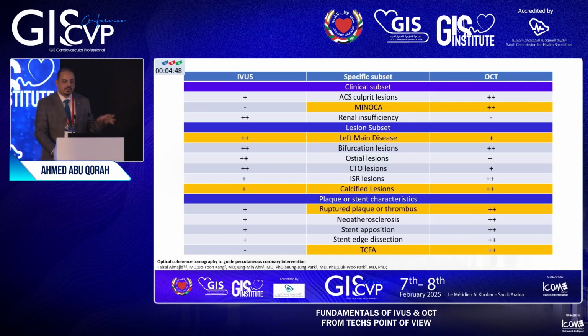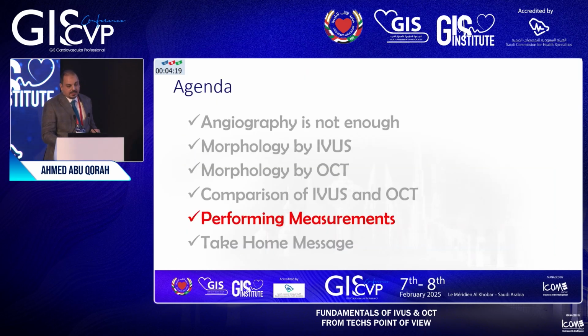So when to use which modality? Just focus on the yellow items. For most cases, always go for OCT. Left main disease, superiority for IVUS, because you can see the ostium and the proximal part of the left main better. Calcified lesions, go for OCT because you can measure the thickness. Ruptured plaque or thrombus, OCT, you can see it better. And thin cap fibroatheroma, go for OCT because you can accurately measure the cap thickness.